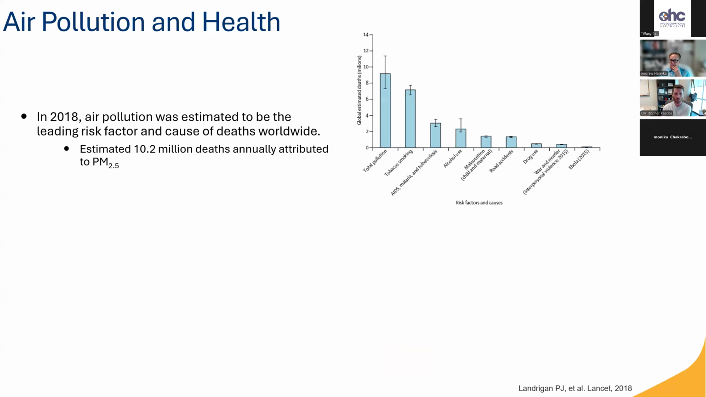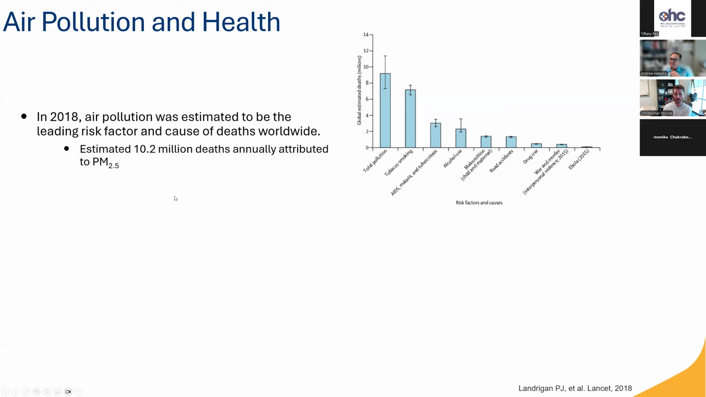So what does air pollution do to health? This is an important study from 2018 in The Lancet, a very prestigious journal, that estimated that exposure to pollution, specifically air pollution, was the leading risk factor and cause of death worldwide. So this includes air pollution from wildfire smoke, from industry, and climate change and smog.